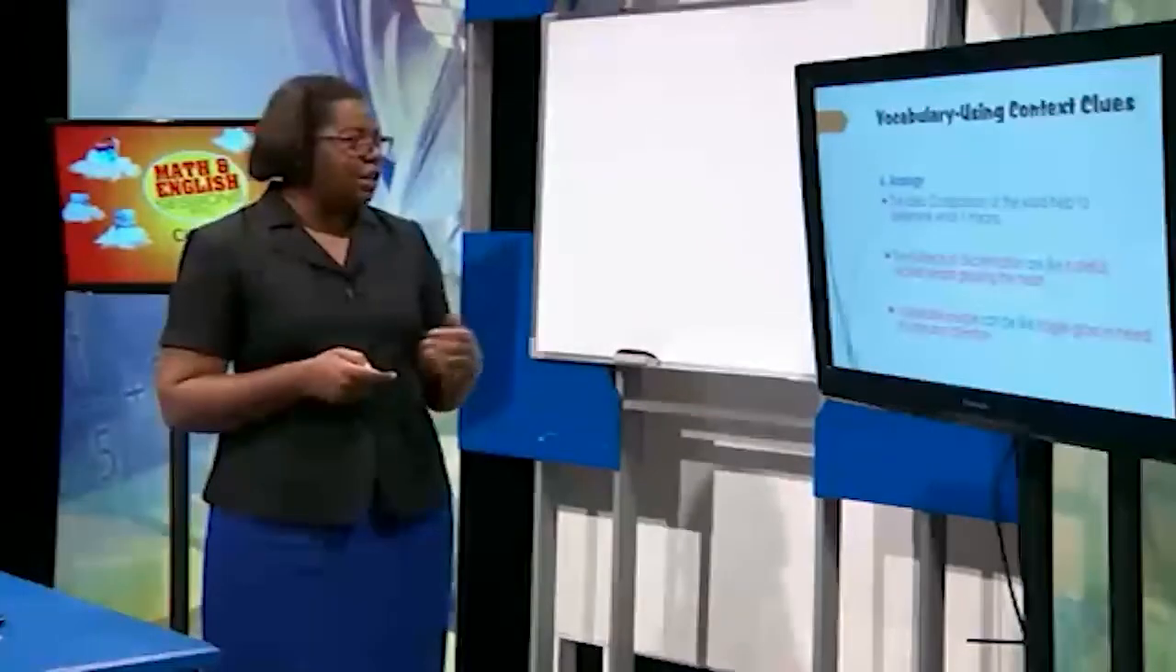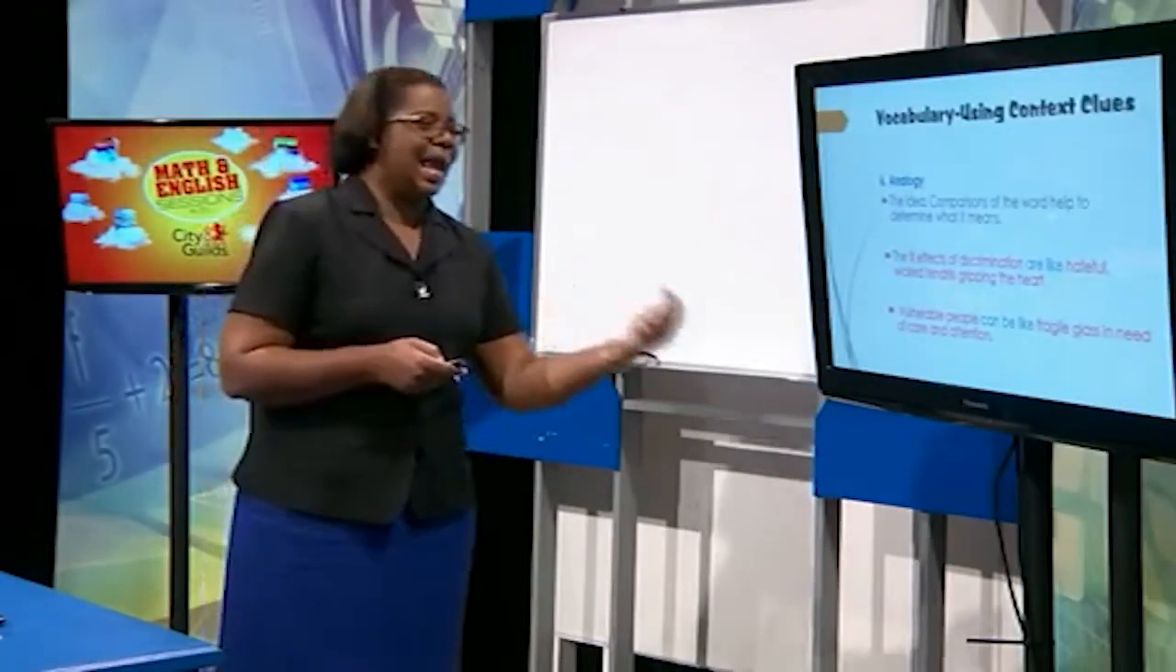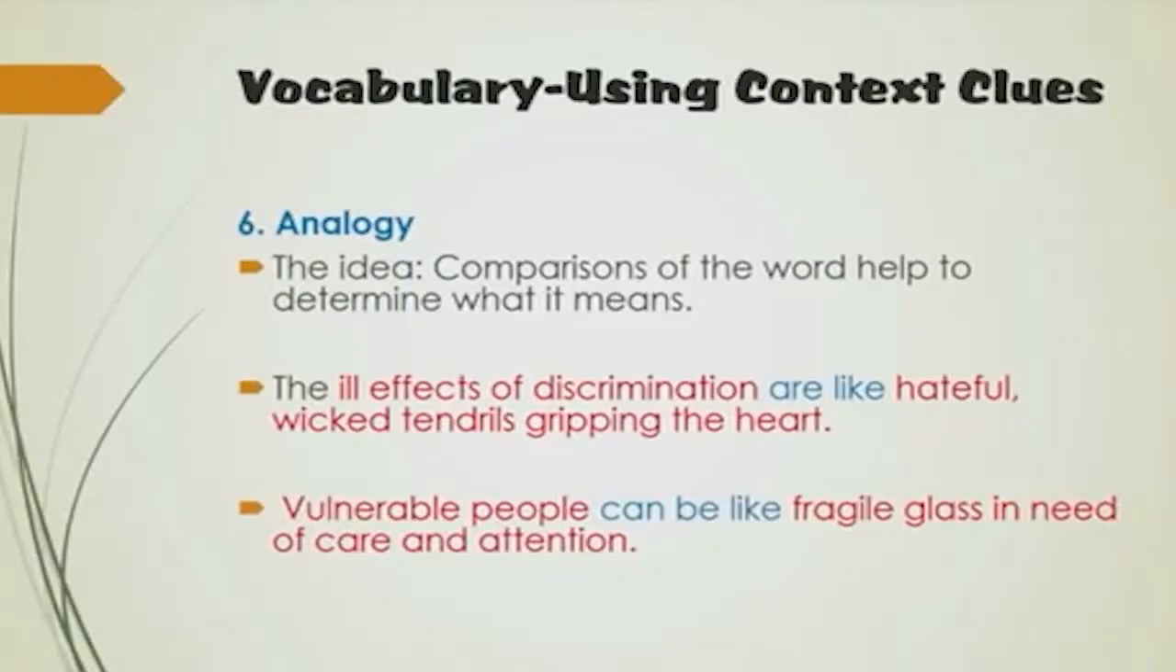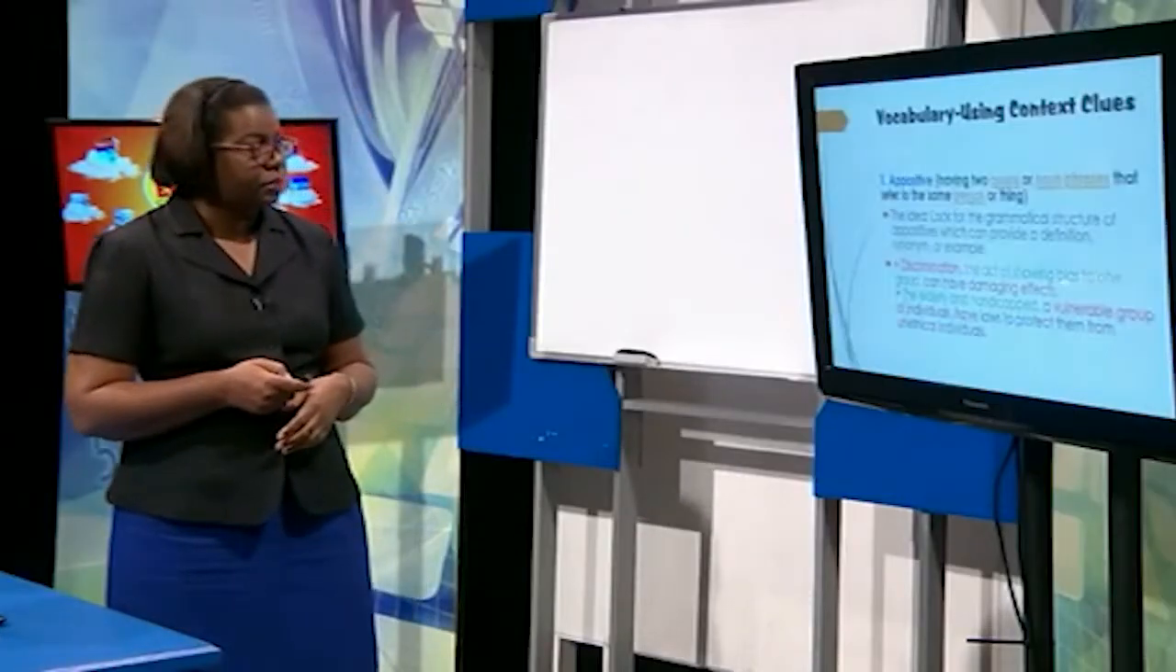Example, the ill effects of discrimination are like hateful, wicked tendrils gripping the heart. So I know I can compare ill effects of discrimination to hateful, wicked tendrils gripping the heart. And that can help me to understand what discrimination does, how it affects people. All right? Next example, vulnerable people can be like fragile glass in need of care and attention. So vulnerable people, I can compare them to fragile glass.